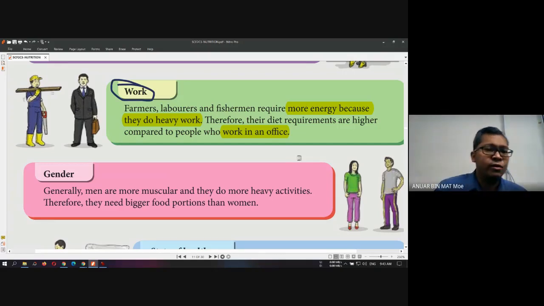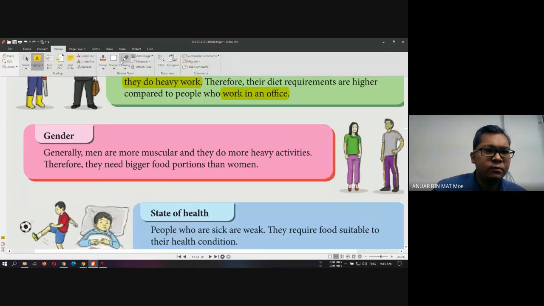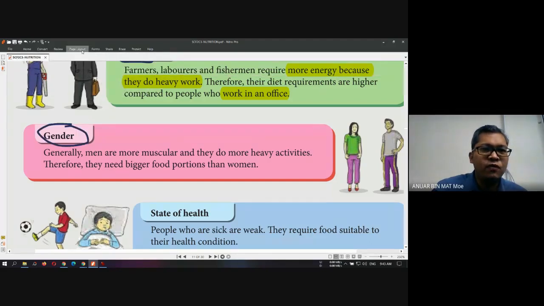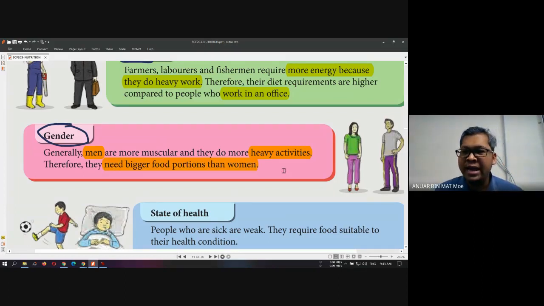Very easy, right? So next one, gender. Male or female, usually, not supposedly, who needs to take more food? Generally, male, very good. Men are usually more muscular and do more heavy activity. Generally, they need a bigger portion of food than women. But not accurately, not necessarily.